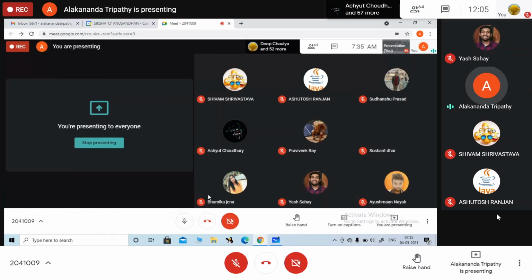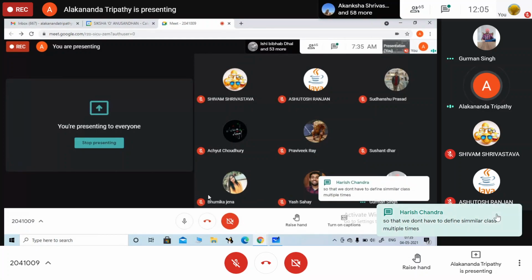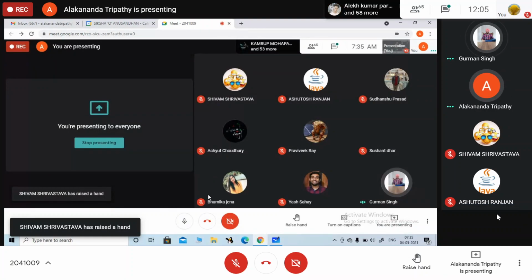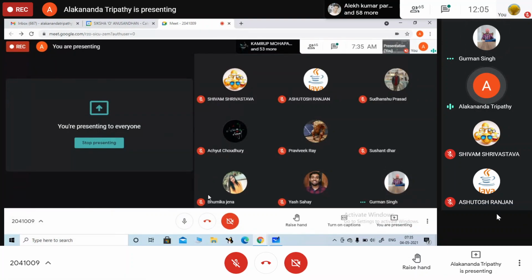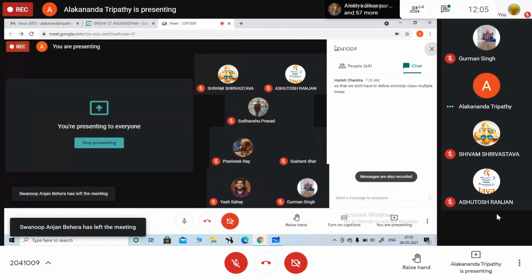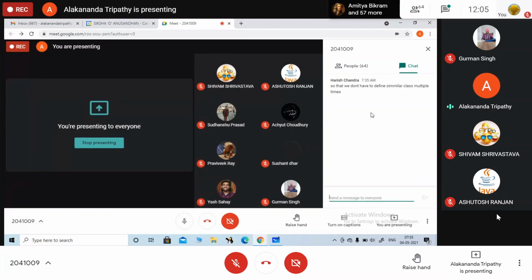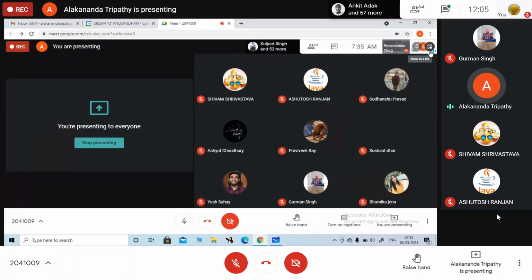It helps us to define a class in terms of another class, helps us to maintain an application. Okay, Shivam, you want to say something? So that we don't have to define similar classes multiple times. Very good.